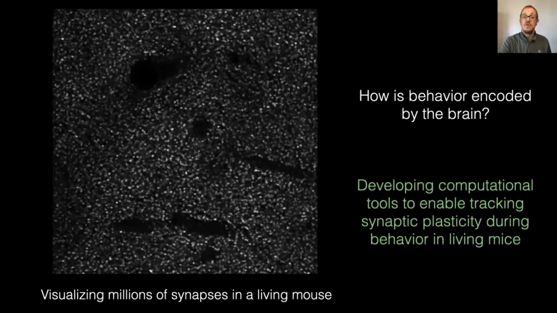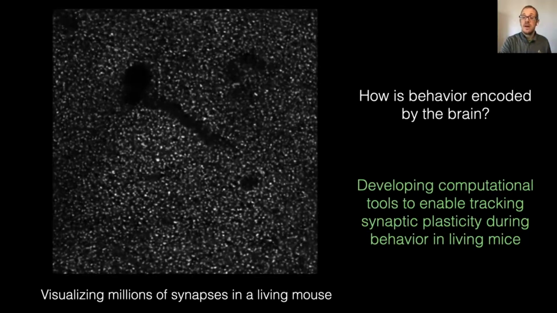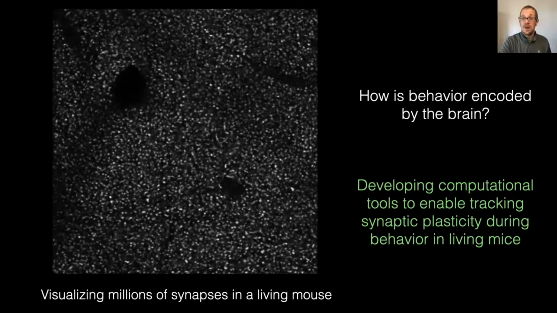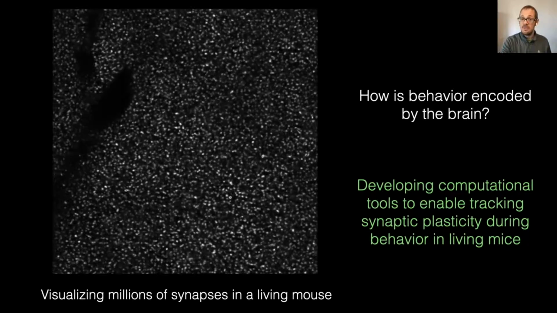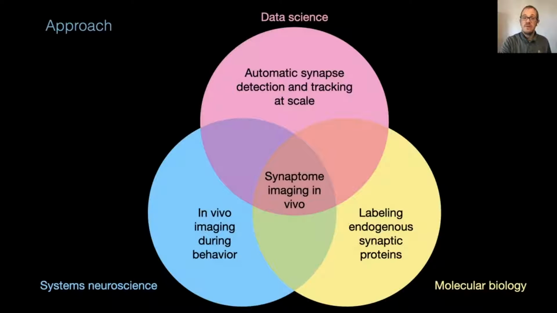Today, I will share with you our progress in developing and applying computational methods to automatically track synaptic plasticity underlying behavior. Our approach leverages tools from many fields, including molecular biology to genetically tag synaptic proteins, systems neuroscience to image these labeled synapses in living mice, and data science and computer vision to track how these complex synaptic networks change during behavior.